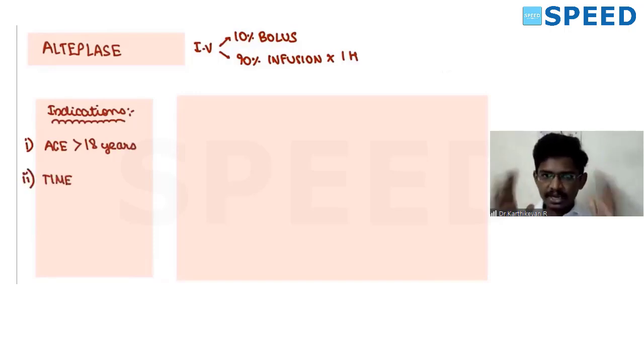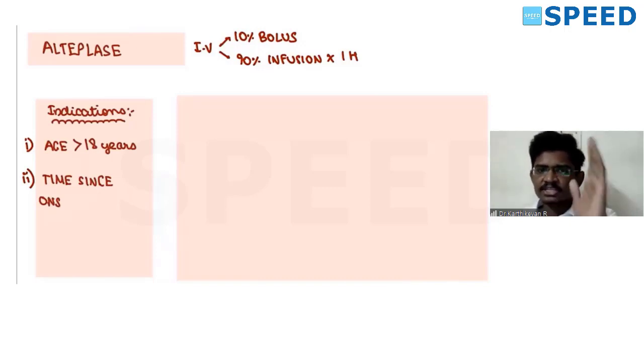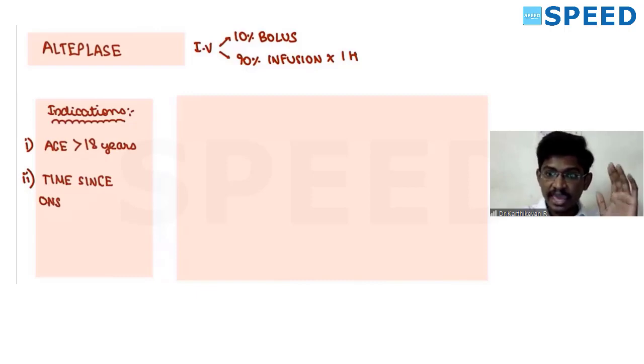This should be done in a center where neuro ICU is available. Okay. Next, what are the indications of thrombolysis? The first indication is that age should be more than 18 years. You can't risk thrombolyzing any child less than 18 years.